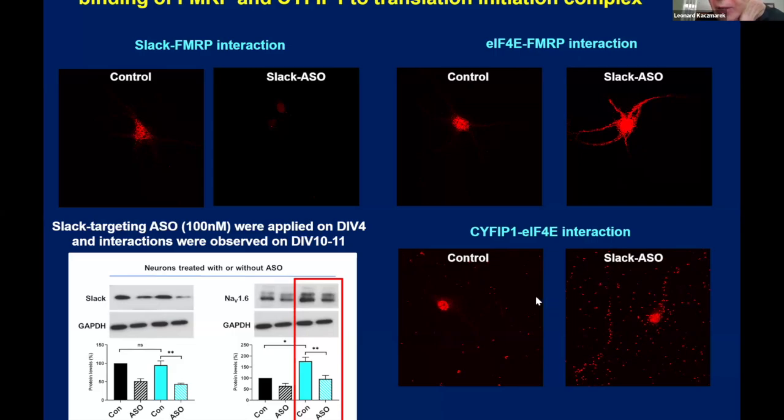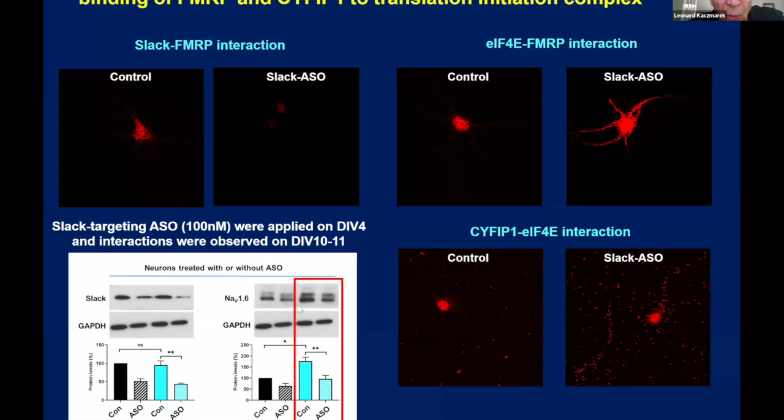The same thing happens for the CyPIP1, the cytoplasmic FMRP interacting protein 1, and the initiation complex. Now, when you get rid of SLAC, you suppress SLAC, you get a marked increase in activity of interaction between the initiation complex and this inhibitor of translation. So we can see this on Western blots. We can see this by this proximity ligation assay, and we can also see it in the proteins that are being regulated by SLAC.